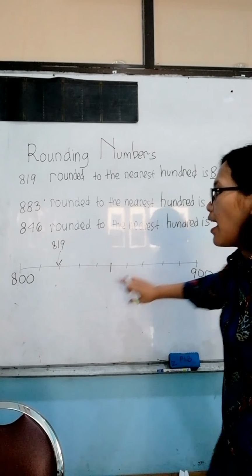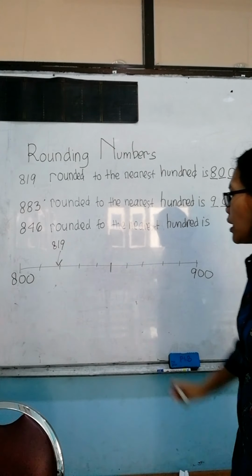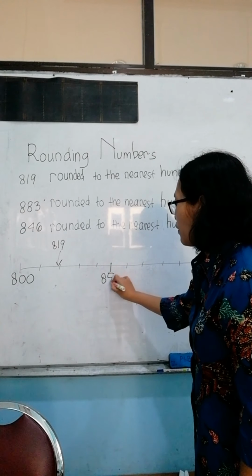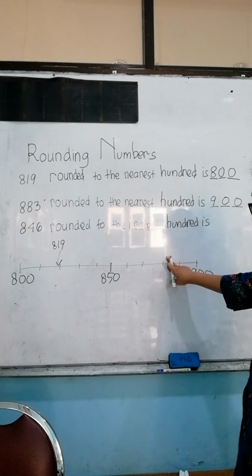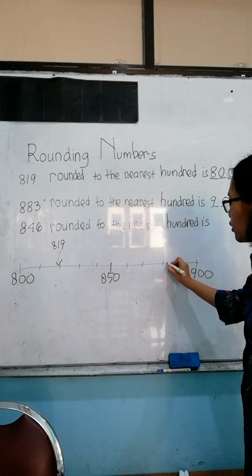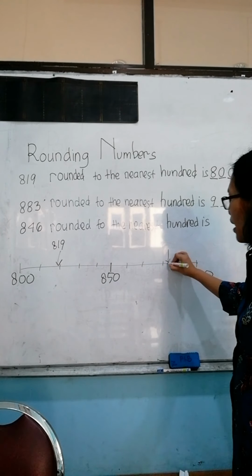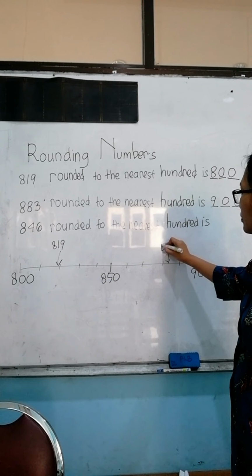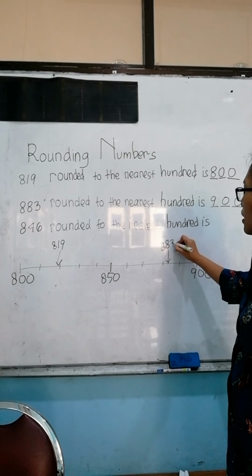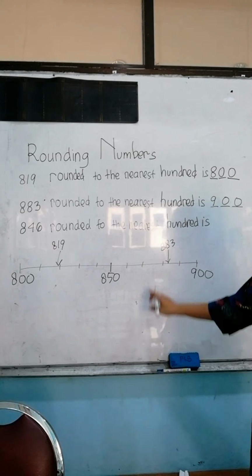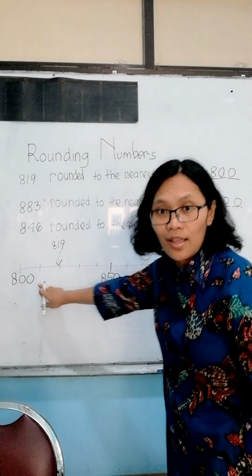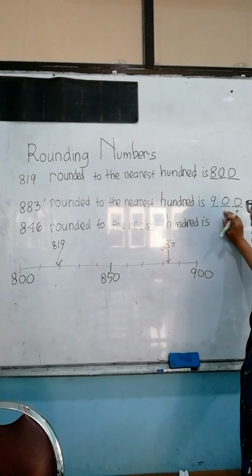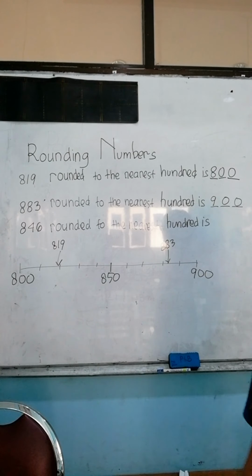Let's use the number line. 883 can be placed after 850, right? 860, 870, 880. 883 will be here, slightly past 880. Can you see? This is closer to 900 than to 800. That is why our answer is 900.